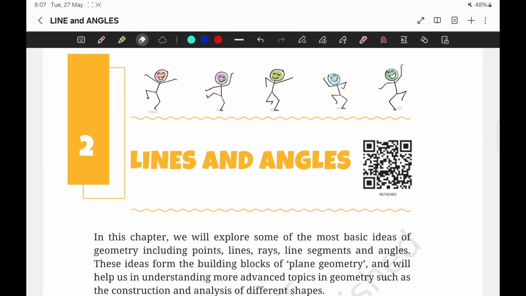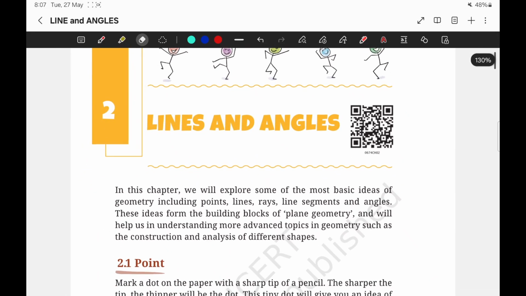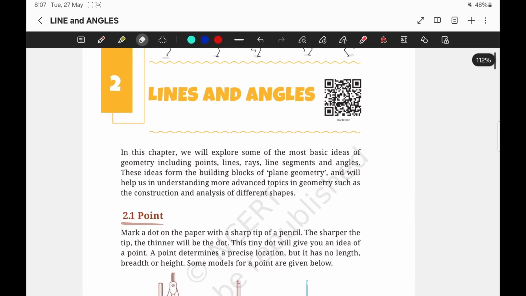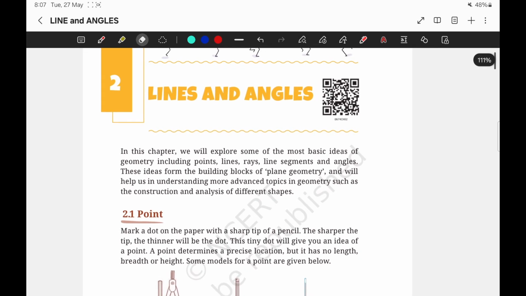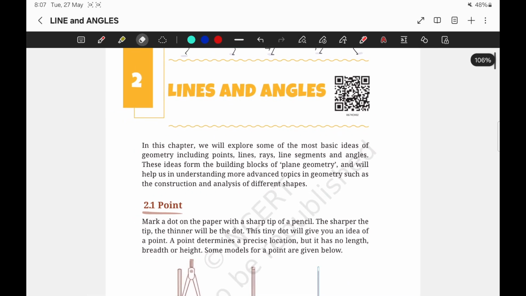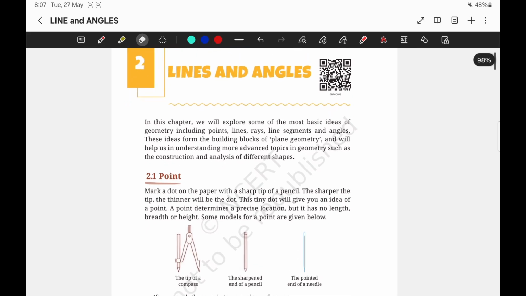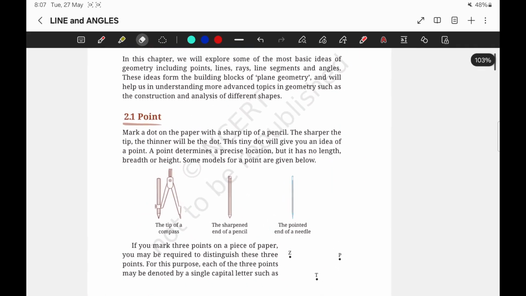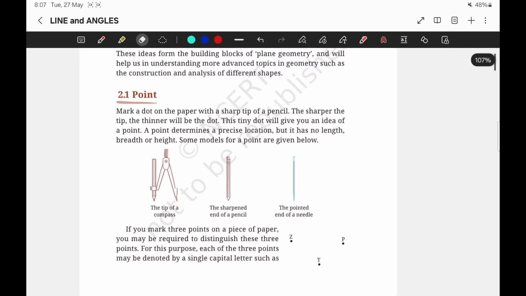In this video I am going to start a new chapter called lines and angles. In this chapter I am going to explain some basic geometry concepts like point, line, ray, line segment and angles. This basic geometry is going to help you solve more advanced geometric problems. I am going to start with a concept called point.